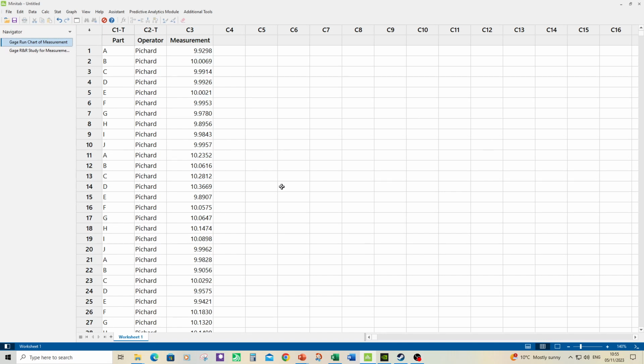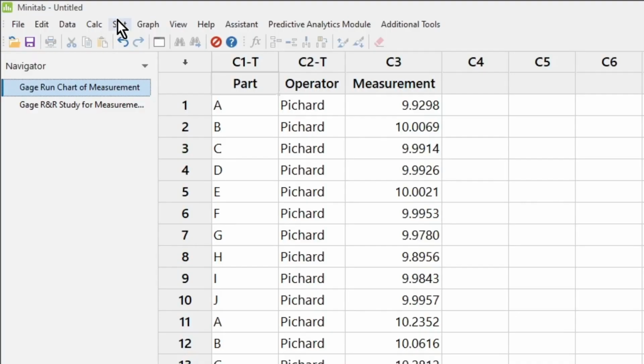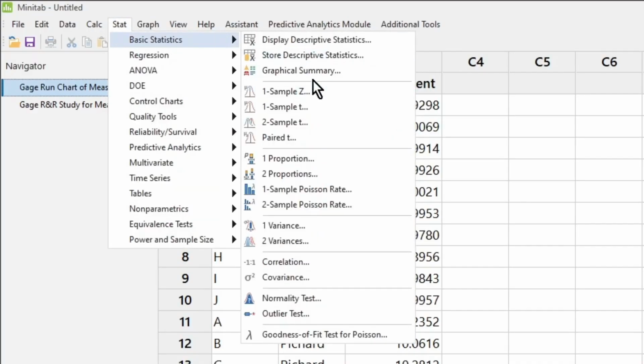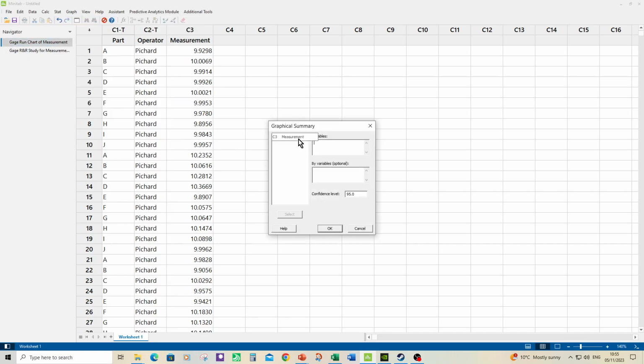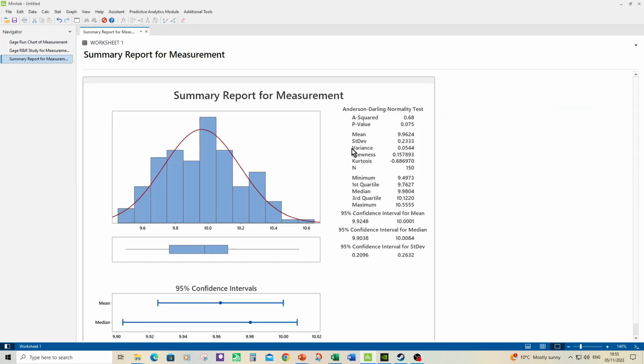We can do that by producing a graphical summary. I'm going to go to Stats, Basic Stats, Graphical Summary of the measurement data. Click OK. What we get reported, the standard deviation is 0.233. So the historical standard deviation that we were using is almost 3.5 times greater than the standard deviation of the measurement data. Let's run the Gage R&R again, but this time we will use the standard deviation from the data.